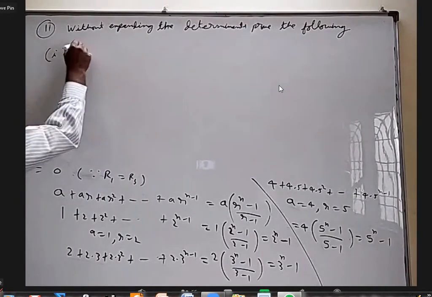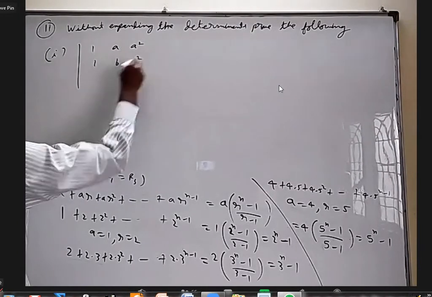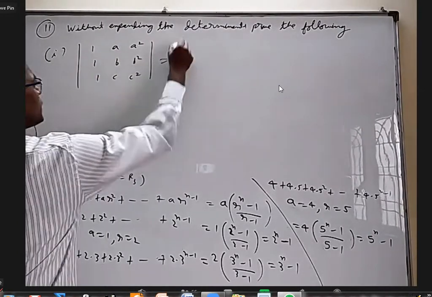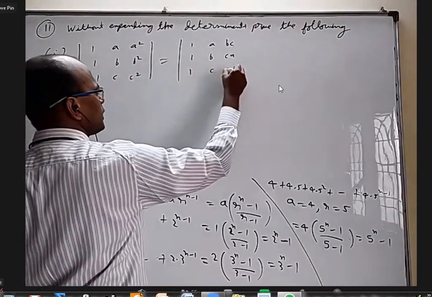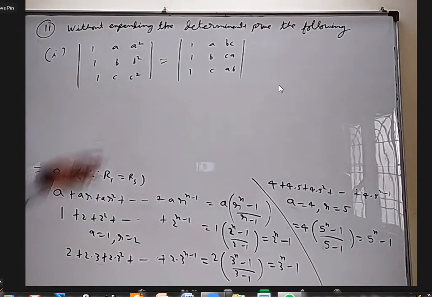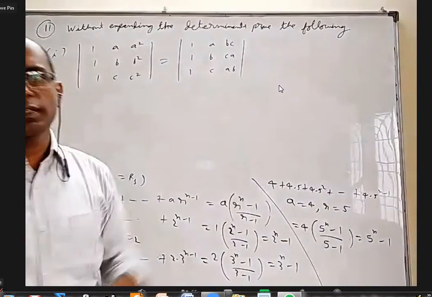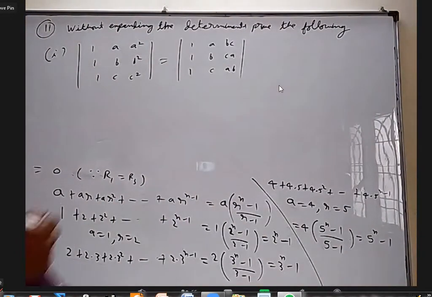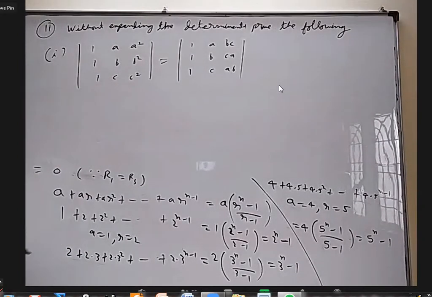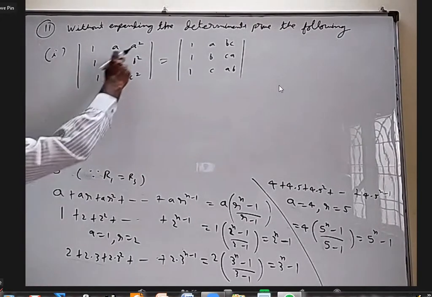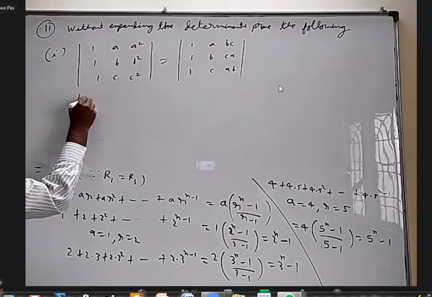Okay, first question. Determinant with rows 1, a, a square; 1, b, b square; 1, c, c square, the same as determinant with rows 1, a, bc; 1, b, ca; 1, c, ab. I have to prove these two are equal. Not that you expand this fully, you'll get a big answer. Expand this fully, big answer, and say they are same. Not that way. Maybe I'll prove one, then you'll understand how to do the other one. Okay. So what I'm going to do here is, I'm going to take A common here, B common here, C common.